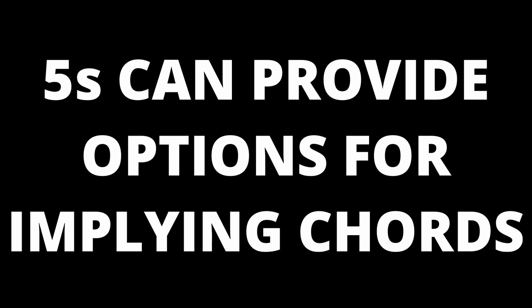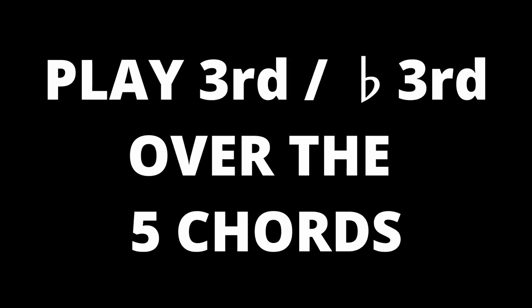You can use the neutral nature of the fifth chords to give the singer, soloist, or bass player the ability to imply certain chords. This is achieved by playing or singing the third or flat third note from the relevant chord whilst the fifth chords are playing underneath. This gives the listener the experience of hearing the full chord.